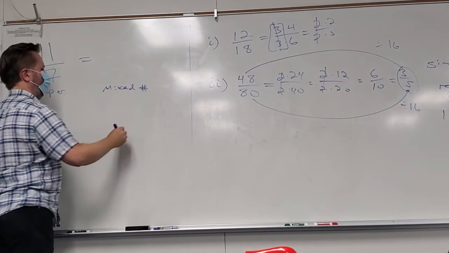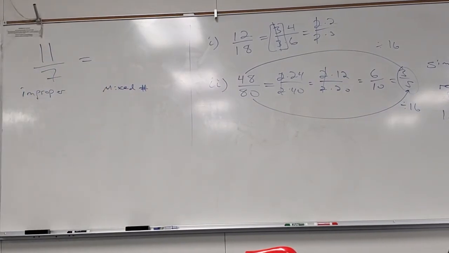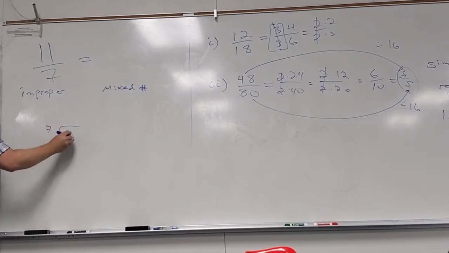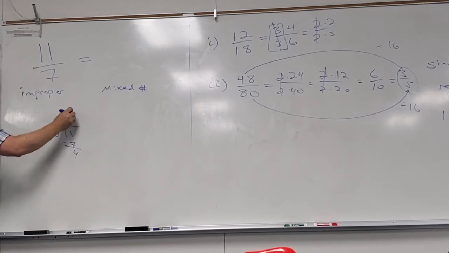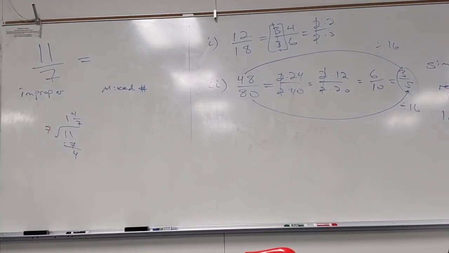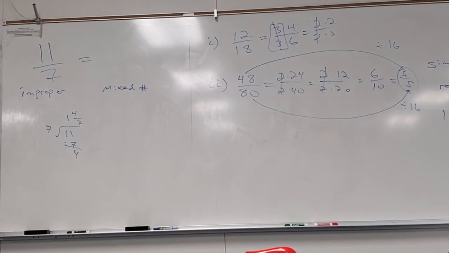How do you turn this into a mixed number? Would you divide it? Yeah, one way to do it is divide, and you get the remainder and all that kind of stuff. So if I do that, 7 goes into 11 once, 4 left over. So instead of writing the big R, now let me show you something kind of cool.